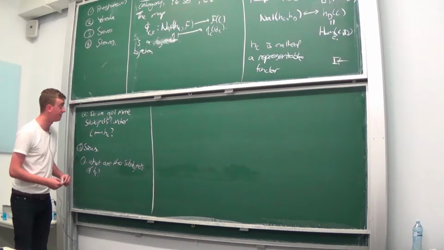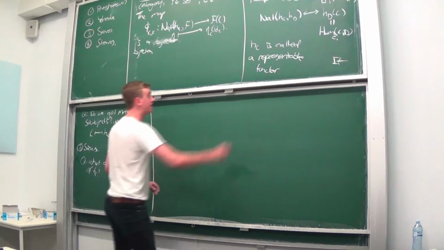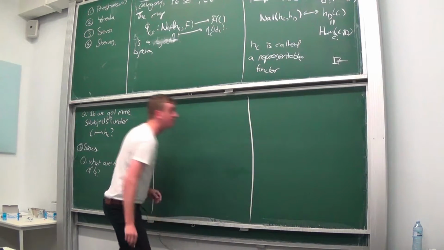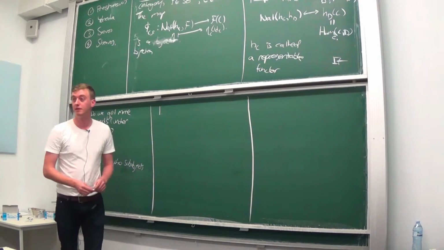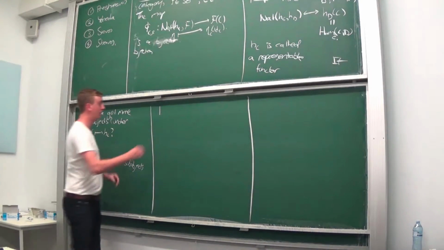This isn't necessarily such an easy question in a general category, but here, it turns out things are just fine. So to answer this question, we need a lemma about the monomorphisms in presheaves. Okay, so what do they look like?